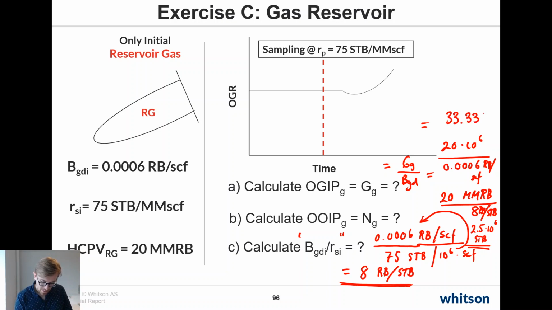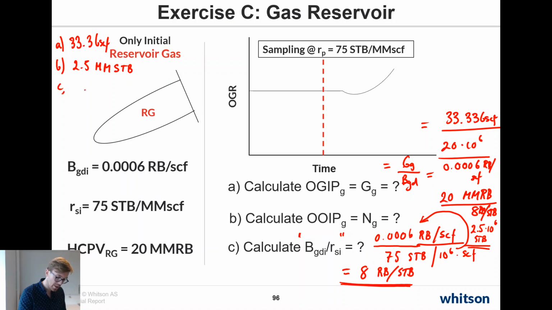0.0006. That was a difficult number, but it leaves us with 33.33 BCF. Okay, so just to summarize a little bit, because this became a little bit messy, we know that A is 33.3 BCF. B is 2.5 million stock tank barrels.